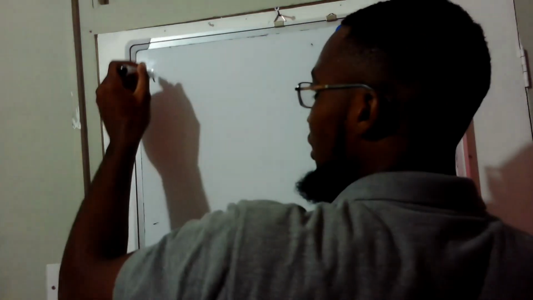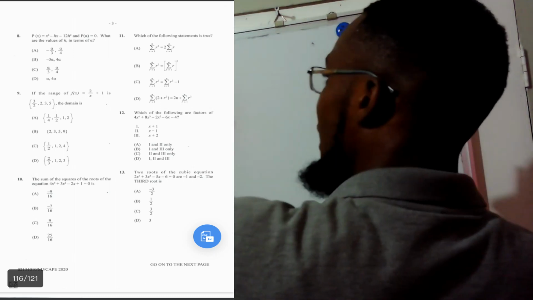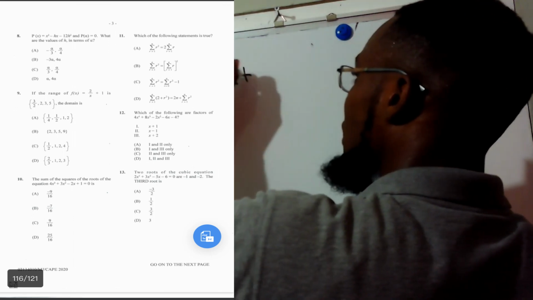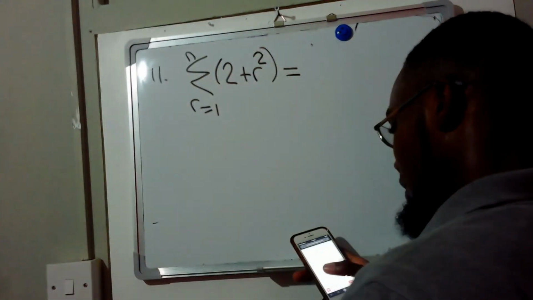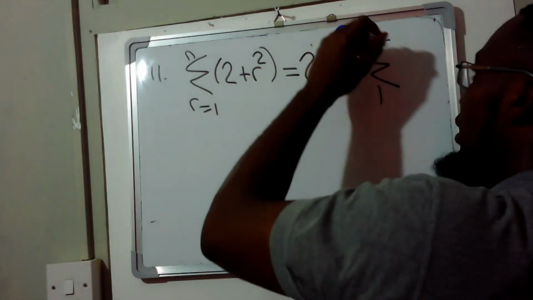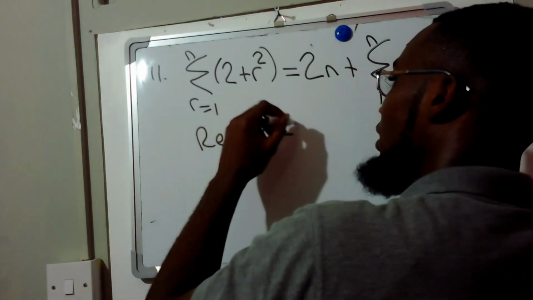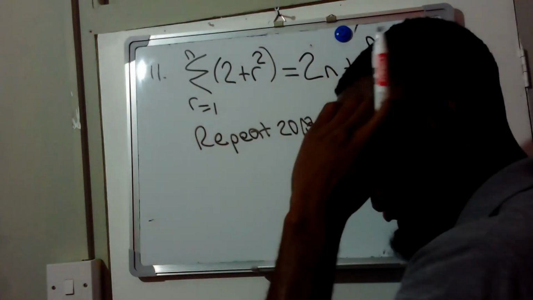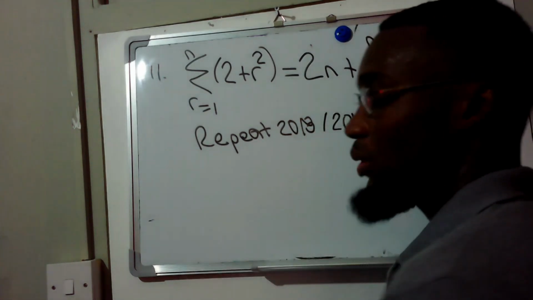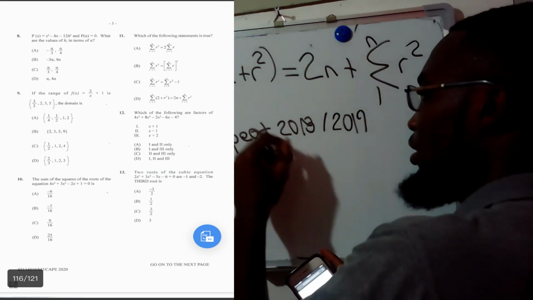Alright, we know that number 11 is a repeat. If this one is the answer, the sum from r equals 1 to n of 2 plus r squared, we know this is going to equal 2n plus the sum from 1 to n of r squared. This is a repeat from, I think, 2018 or 2019, one of them. So you can watch the videos before 2018, 2019. This is a big repeat. So this is option B.